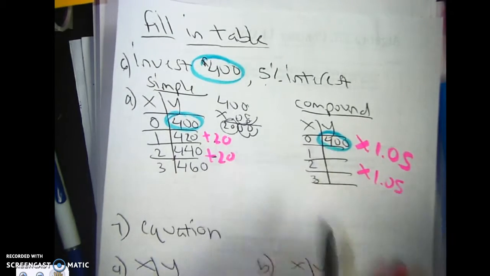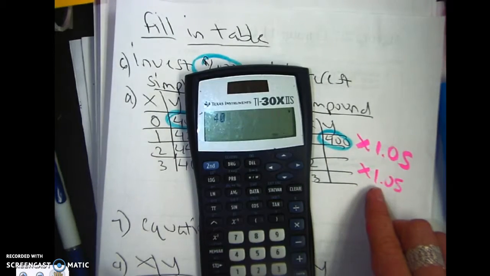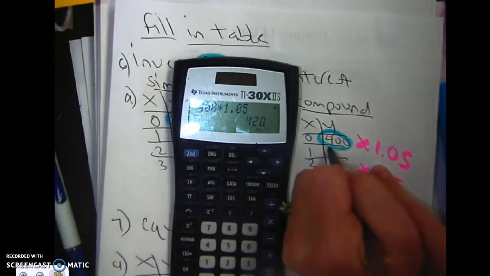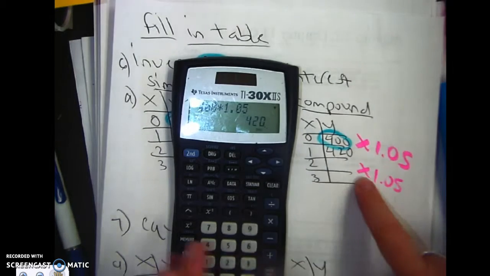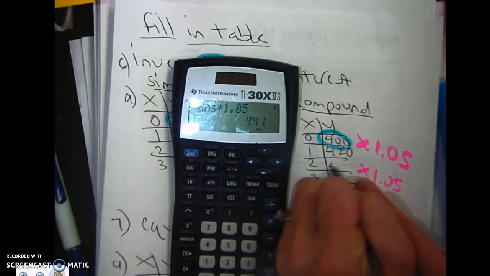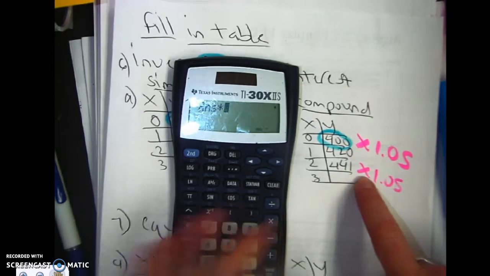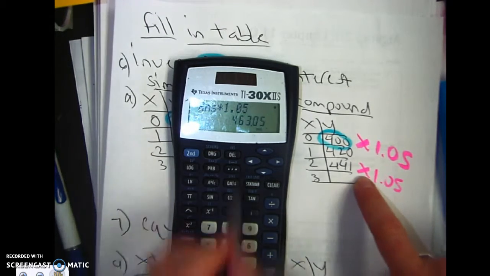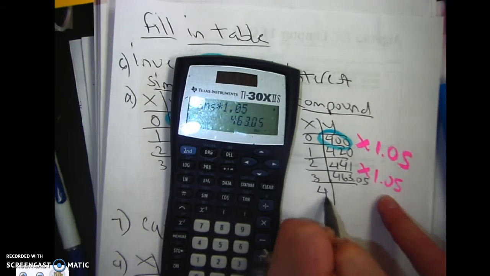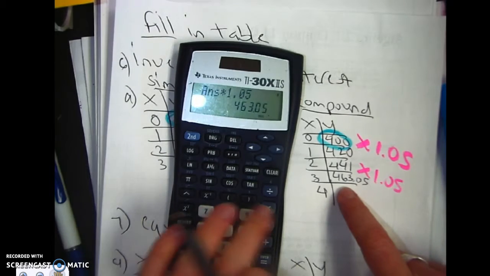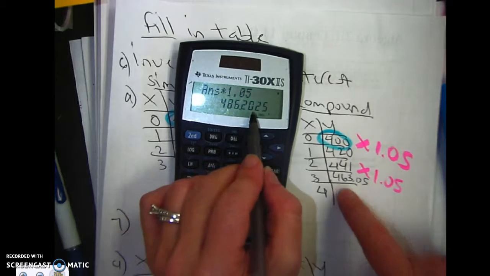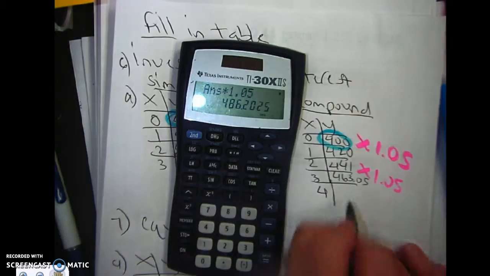Now I'm going to go 400 times 1.05, 420, times 1.05, 441, times 1.05, 463.05. Let me do it to the 4 too, so you can see rounding. Times 1.05, 486.20, the 2 means stay.